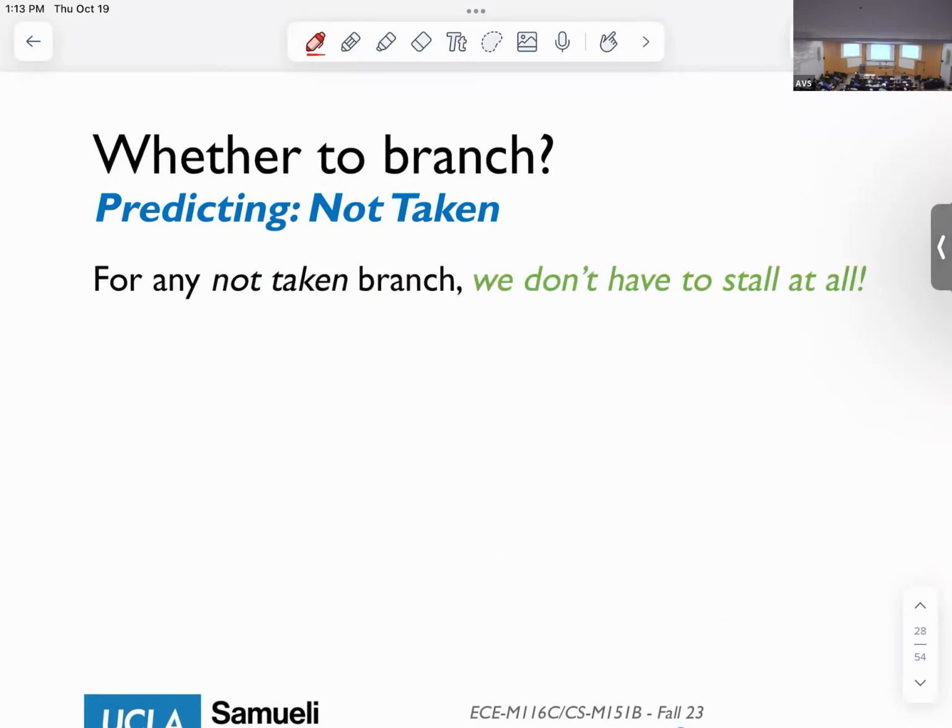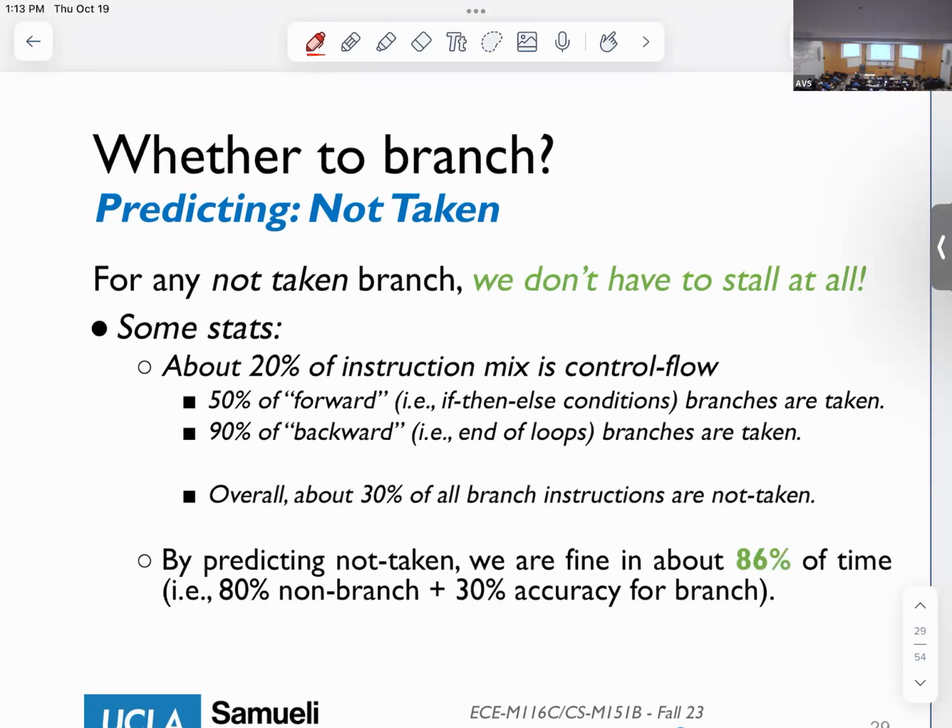And the good thing about this is that if this branch indeed is not taken, then I'm not stalling at all, right? So the number of stalls that I have is exactly 0. That's great because for all the not taken branches, I'm not paying any penalty, right? So the performance is as it was before without any changes to the system. And if you do some statistical analysis, we're going to see that it's actually not that bad of a decision.